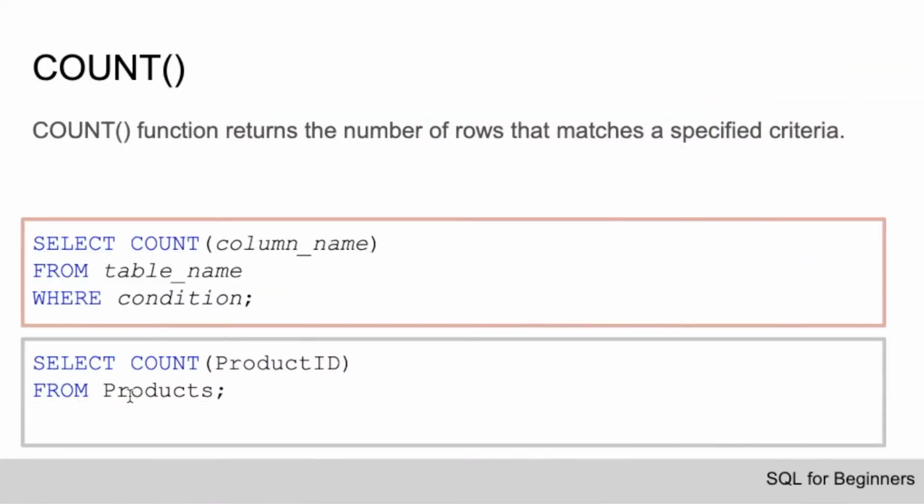In this video, I'm going to teach you how to use count and average aggregate functions. Let's talk first about count. The count function returns the number of rows that matches a specified criteria. For example, in this case, we are using the select statement and we are answering the question, how many product IDs are there in the products table?